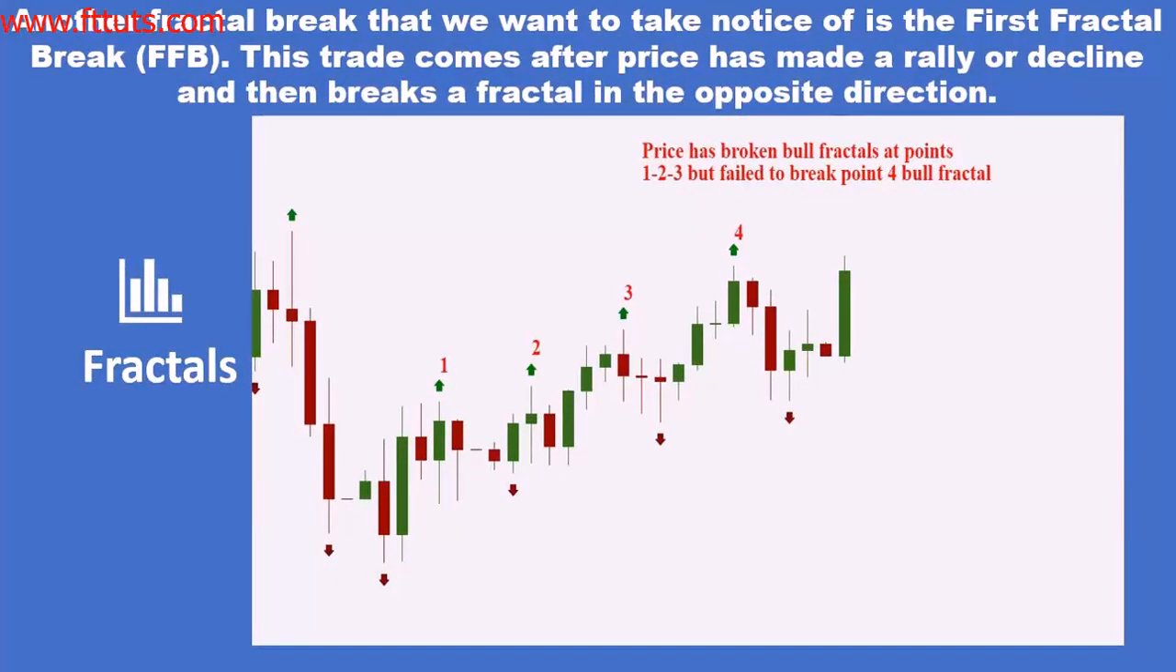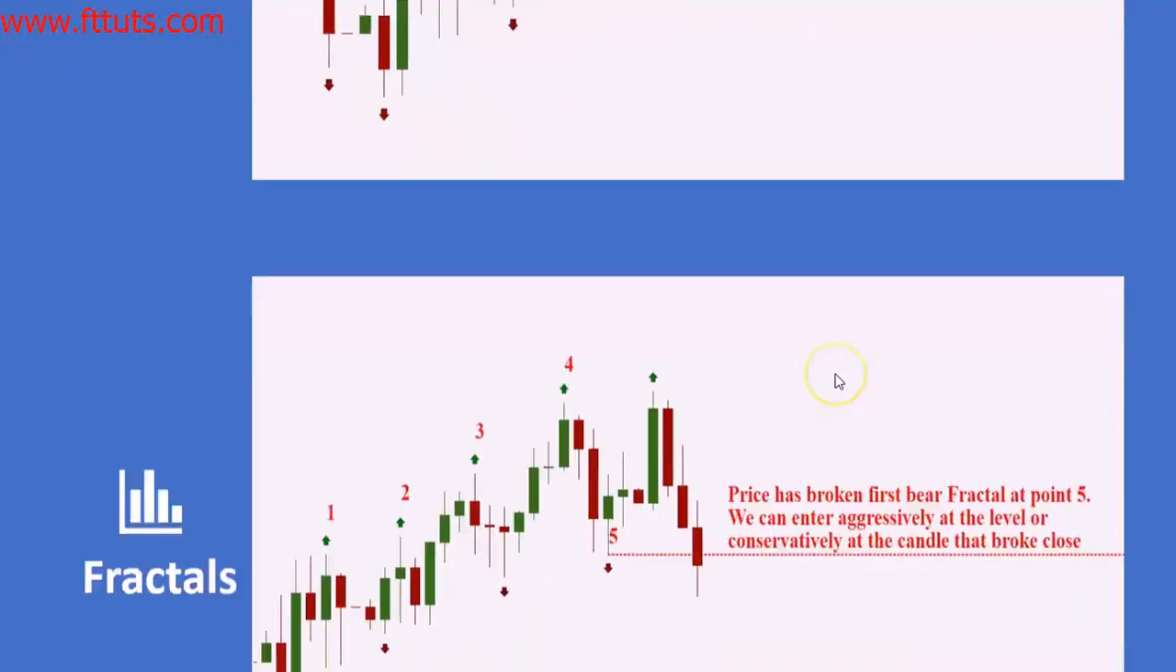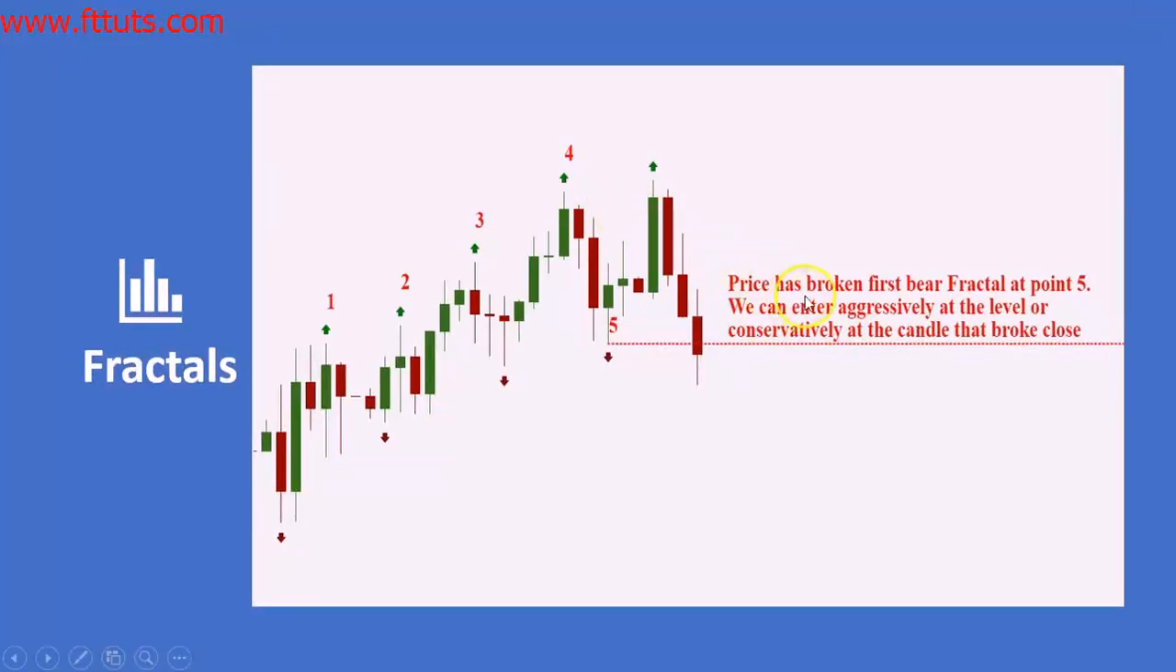So another fractal break that we want to take notice of is the first fractal break. This trade comes after price has made a rally or decline and then breaks a fractal in the opposite direction. Price has broken bull fractals at points 1, 2, 3, but failed to break point 4 bull fractal. 1, 2, 3, 4. So we broke 1, we broke 2, we broke 3, and we never in the process broke bear fractals. Alright, so you can see price has broken first bear fractal at 0.5. We can enter aggressively at the level or conservatively at the candle that broke close.